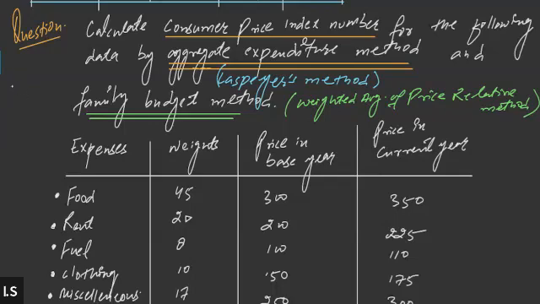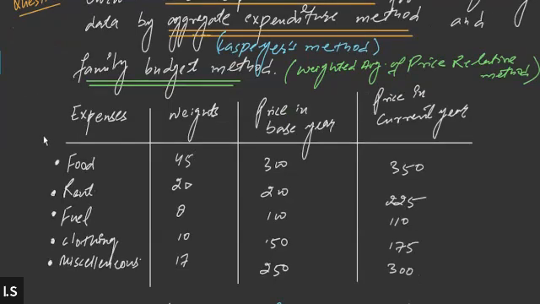The formula for family budget method, if you are unable to recall it, let me help you. The formula is sigma RW divided by sigma W. This is the formula for family budget method or weighted average of price relative method. So basically we need to find out the index number by Laspeyres method and weighted average of price relative method. Please note the question or take a screenshot of it.